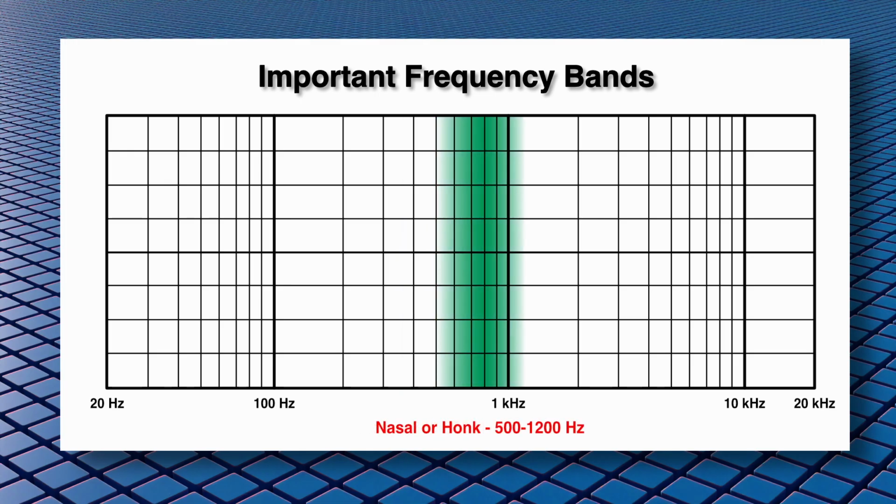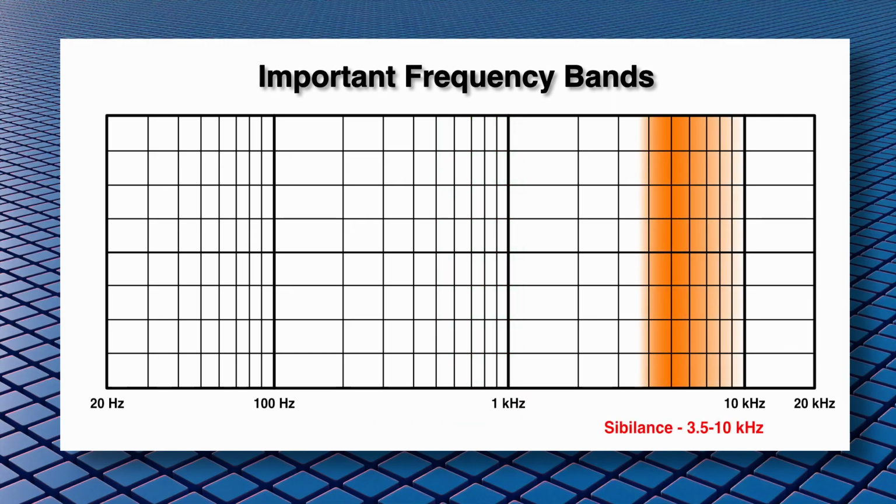Speaking of vocals, if you're dealing with a nasal or honky vocal, do a cut anywhere from 500 to 1200 Hertz. And for sibilants, cut somewhere between 3.5K and 10K. Another great range is from 1K to about 8K. When you add the right amount, this range can give you presence and definition. Add too much and it can sound harsh, tinny, or sibilant. Not enough and it can sound distant, dark, or boring.